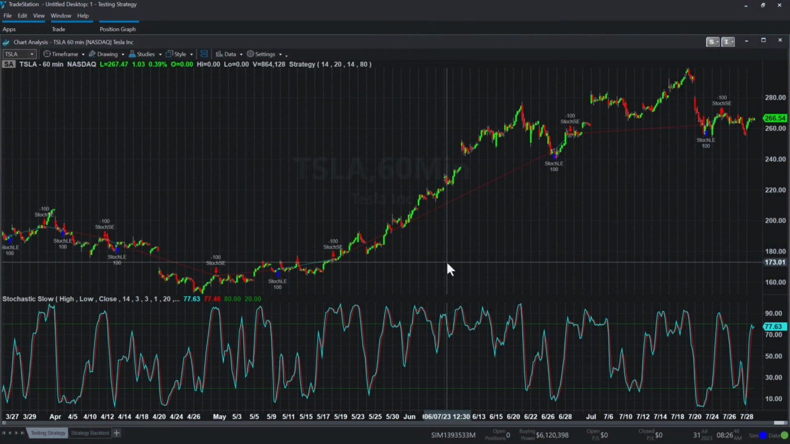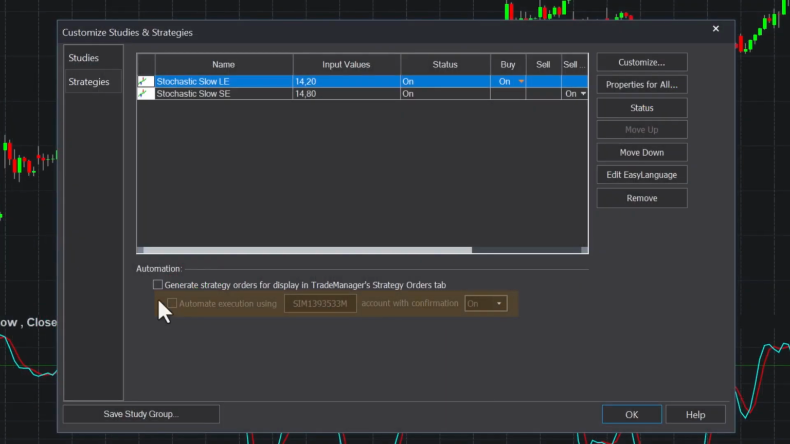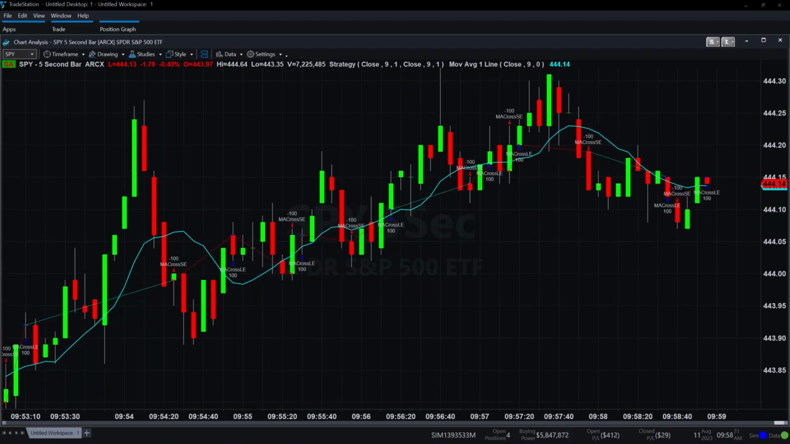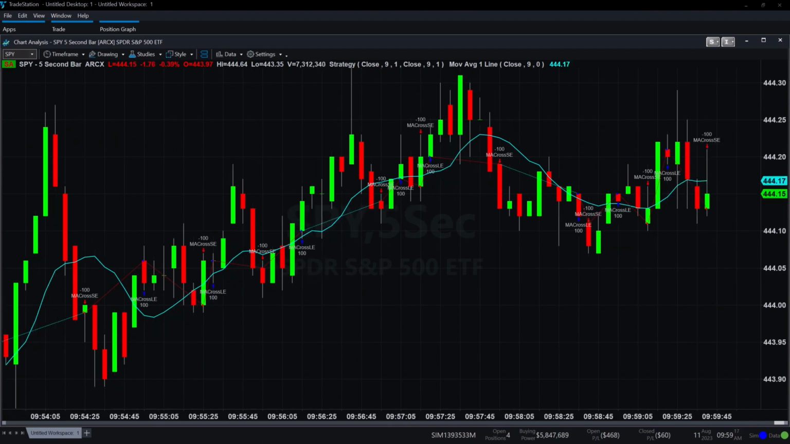Once you backtest a strategy, you may also want to forward test it. You can do this by running the strategy with automated orders in a simulated trading mode while the markets are live. This way, you can observe how the strategy performs under current market conditions.